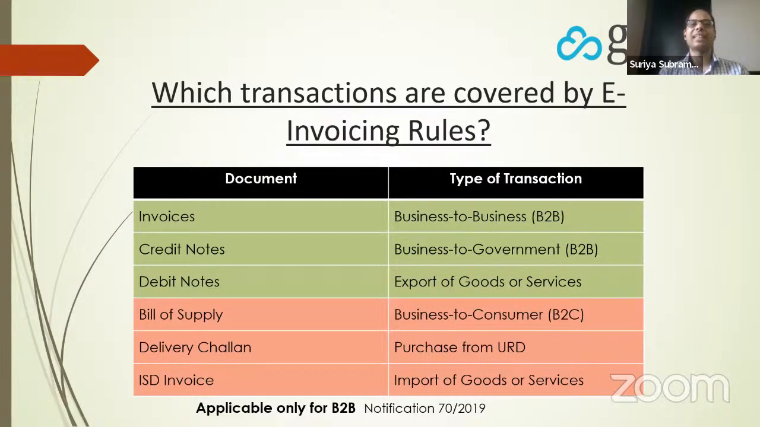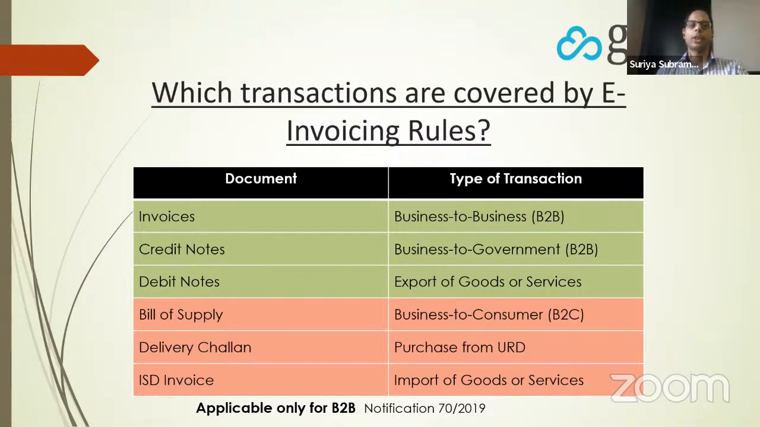Now, which transactions are covered in the e-invoicing rules? The screen has two parts. On the left-hand side, you have documents. On the right-hand side, you have the type of transaction. Whichever box is mentioned in green, that means it is applicable to e-invoicing. Whichever one is mentioned in red, those are not applicable for e-invoicing.